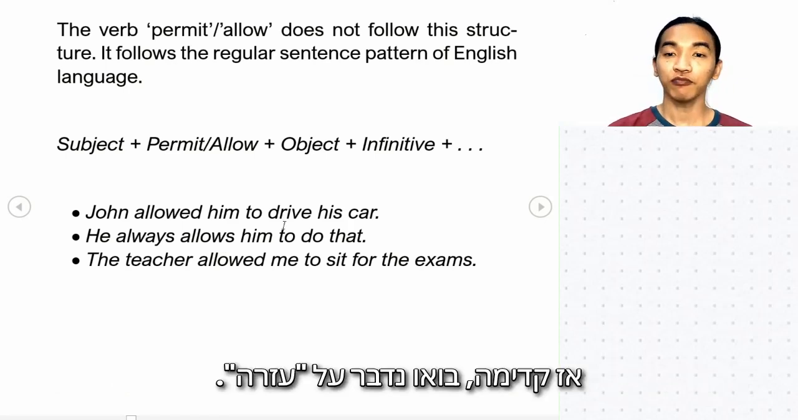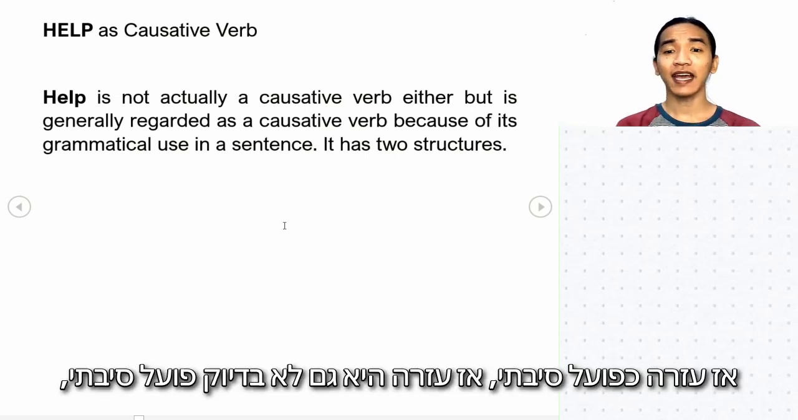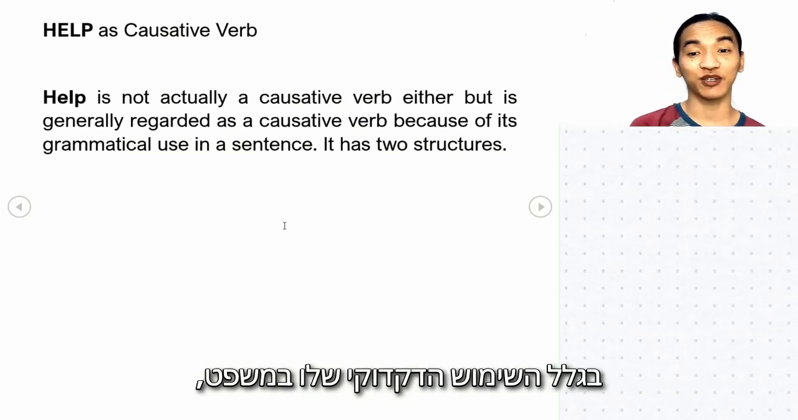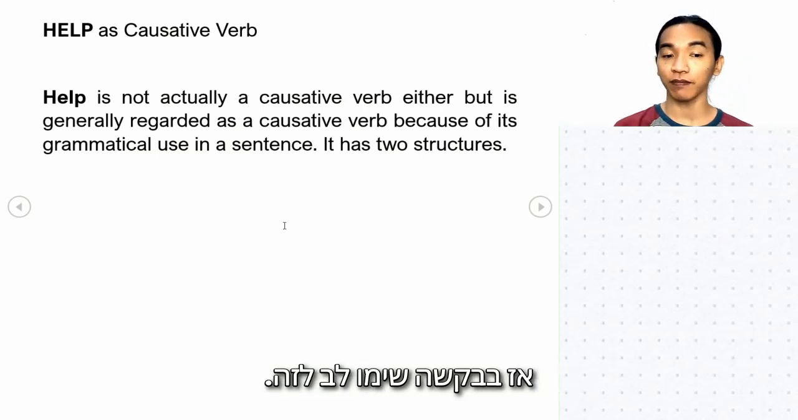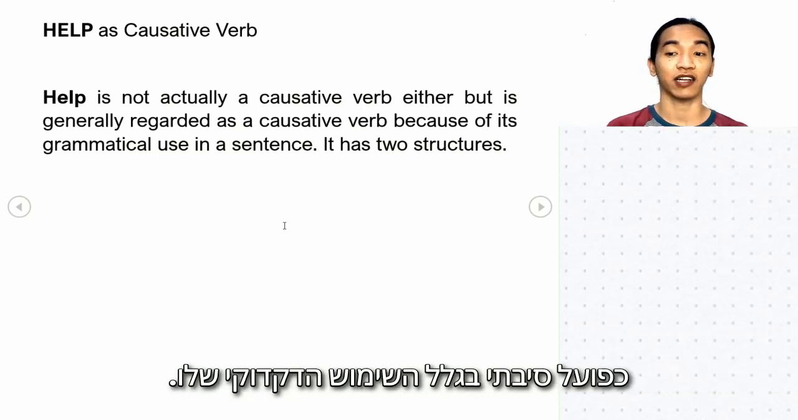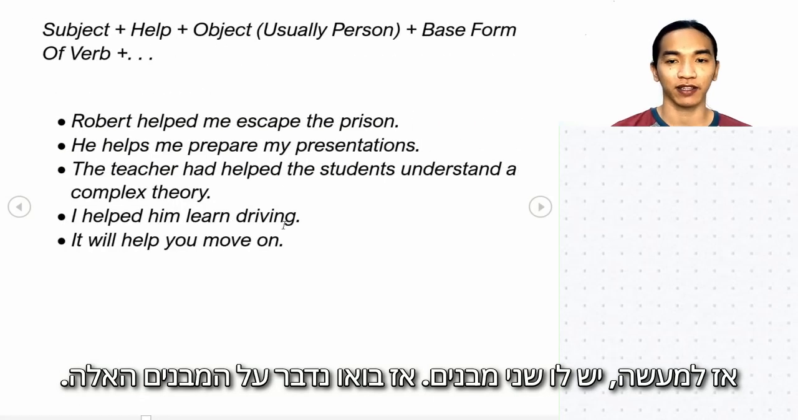So moving forward, let's talk about help as a causative verb. Help is not actually a causative verb, but it is generally regarded as a causative verb because of its grammatical use in a sentence. So please take note of that. It is not technically a causative verb, but it is generally thought of as one because of its grammatical use. In fact, it has two structures. So, let's talk about those structures.